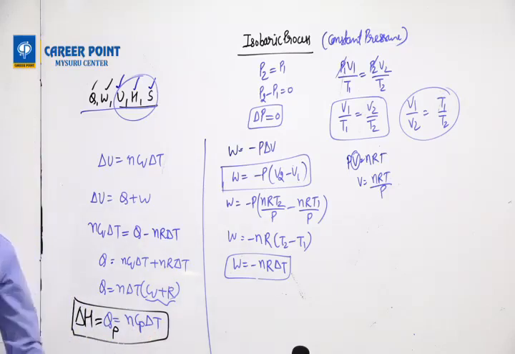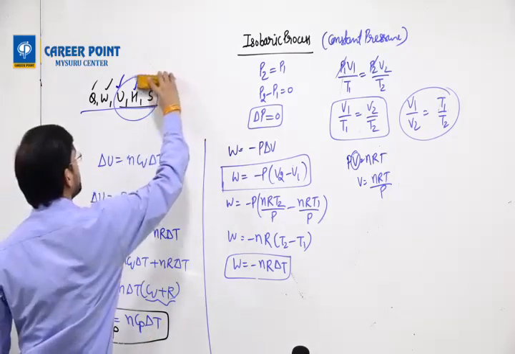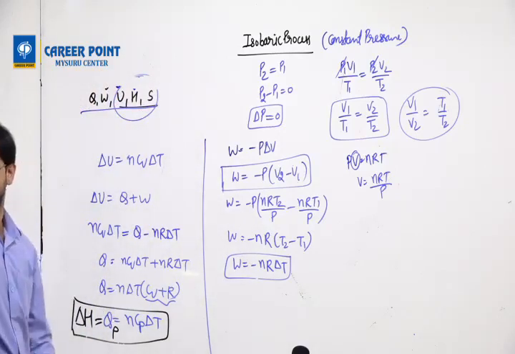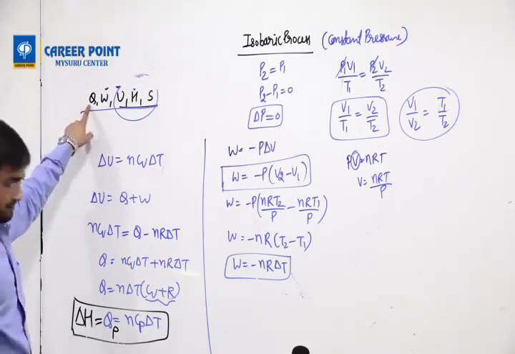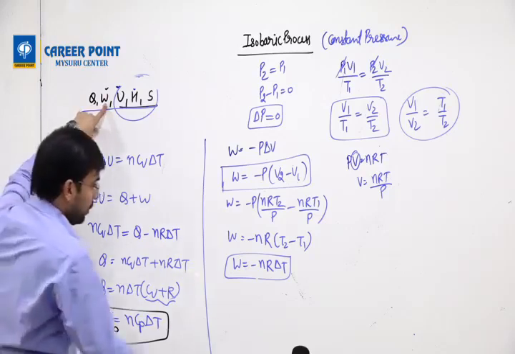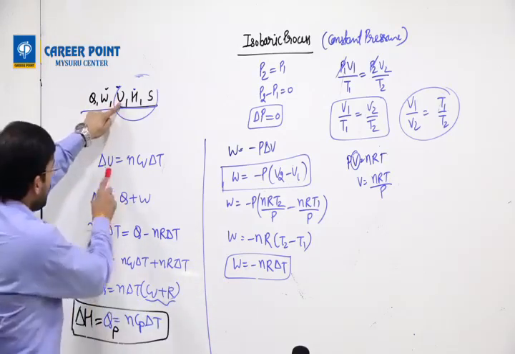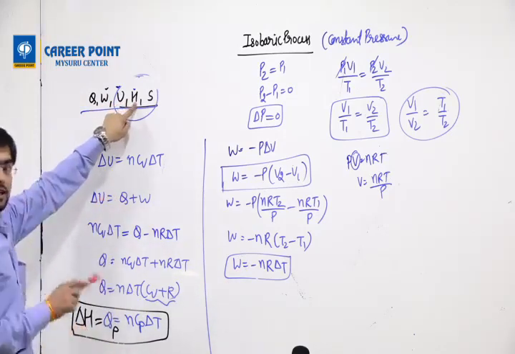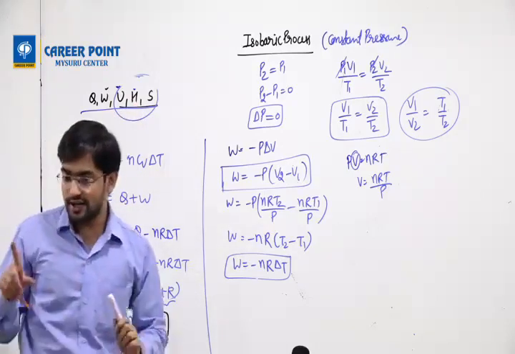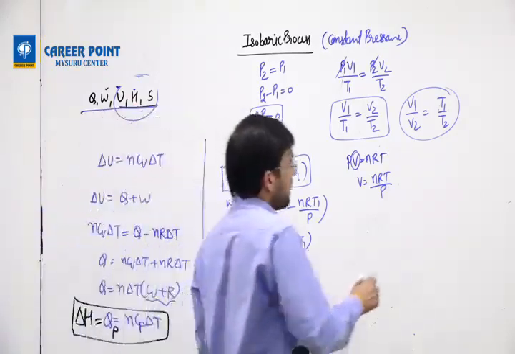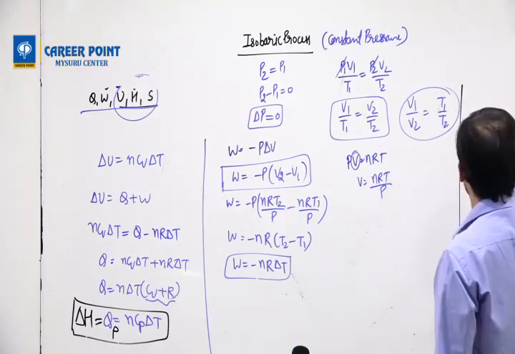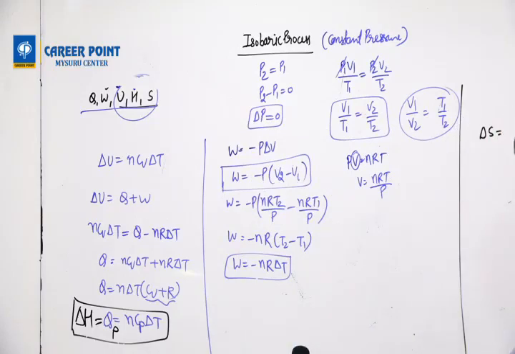So what are the things I have calculated till now? Q done. W done. U done. Delta H also done. What I have not done is delta S. So now I will do for delta S here. Do I have formula of delta S?